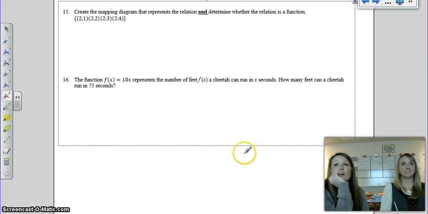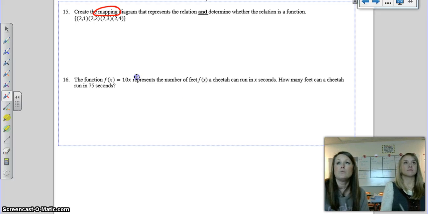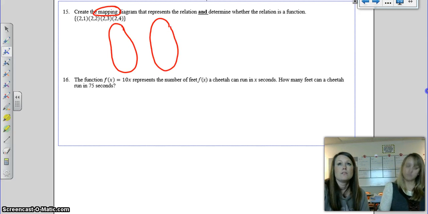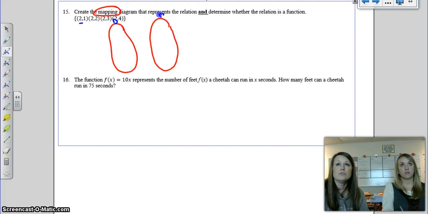Okay, mapping diagram. I love the bubbles. Determine if it's a function or not. So when it says mapping, that means you create the bubbles. I know my domain of x goes here. So 2, 2, 2, 2, so I really only need to write the 2 once.